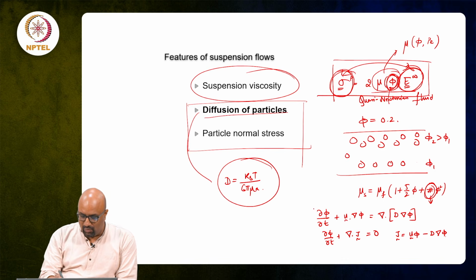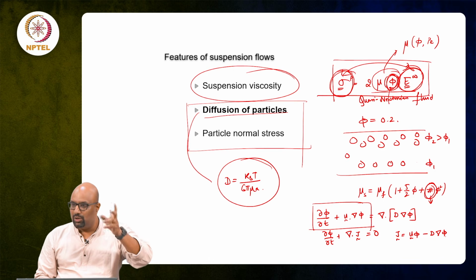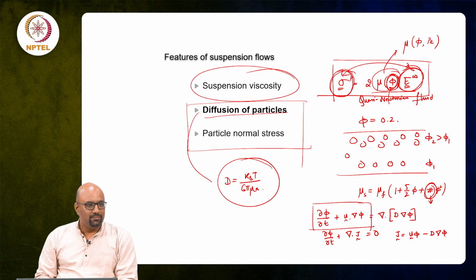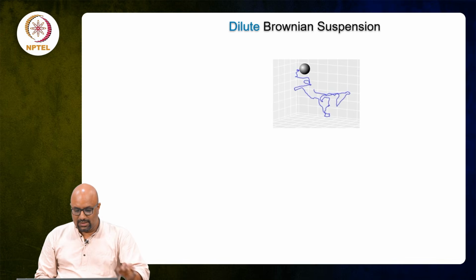Because if there was no diffusion, then it is merely going to be an advection process, where the particles are purely just going to follow the respective trajectories as given by the background velocity, and you will have the particle concentration field evolving due to that. So, if you are thinking of the dilute limit, you can think of this as a dilute Brownian suspension. So, there is the particle.